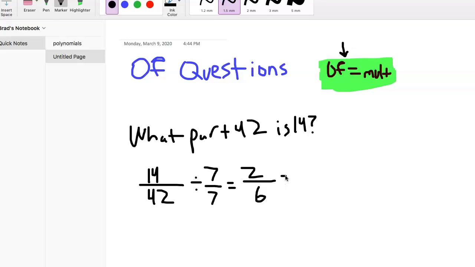And we could even go further, right? 2 over 6 is the same as 1 over 3. Right, so really we could have divided each side by 14. And then 42 divided by 14 is 3. Okay, so that's a trickier thing. It'll say what part of 42 is 14. If they do that, the number you see second is the top part of the fraction. The number you see first is on the bottom.